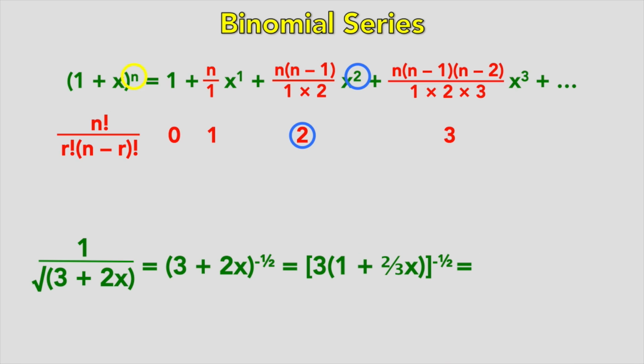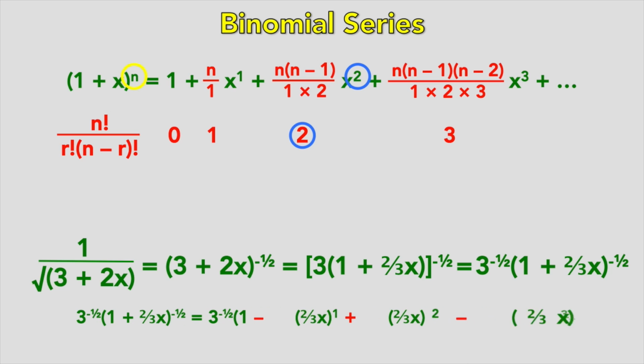Just remember to raise what you have taken out the front to the power as well, and at the end multiply your answer by it. So in this case, the expansion will be 3 to the power of minus a half multiplied by 1 plus 2/3 x to the power of minus a half. See what you've done? You've got it into 1 plus something, which you can now expand using the original formula. Very clever. And you've also got it ready so you can use the n factorial over r factorial formula to find the coefficients.